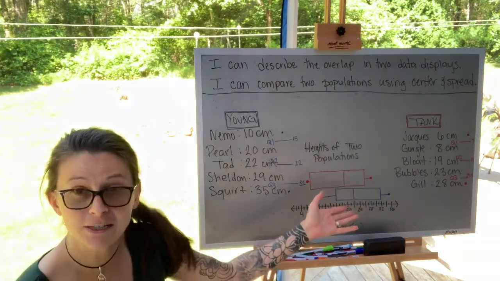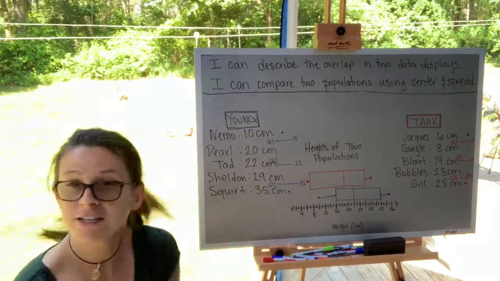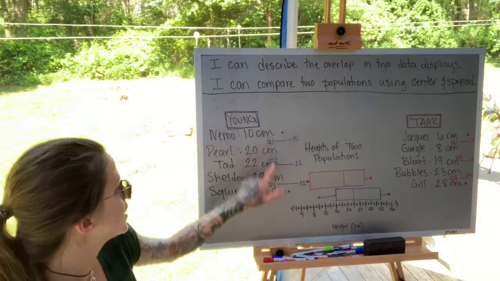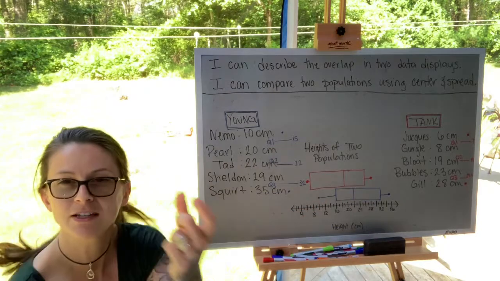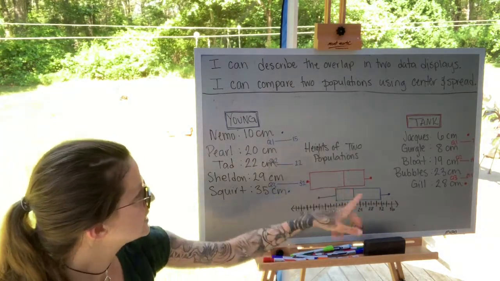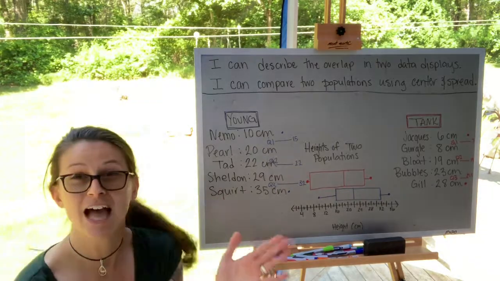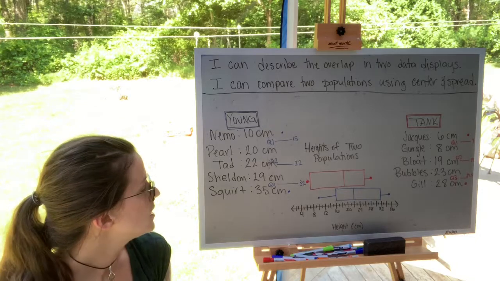Here, these are very similar distributions. They're both relatively symmetric. The young characters are a little skewed left. It means it has a tail on the left, whereas the tank characters don't have much of a tail on either side outside of the middle 50%.